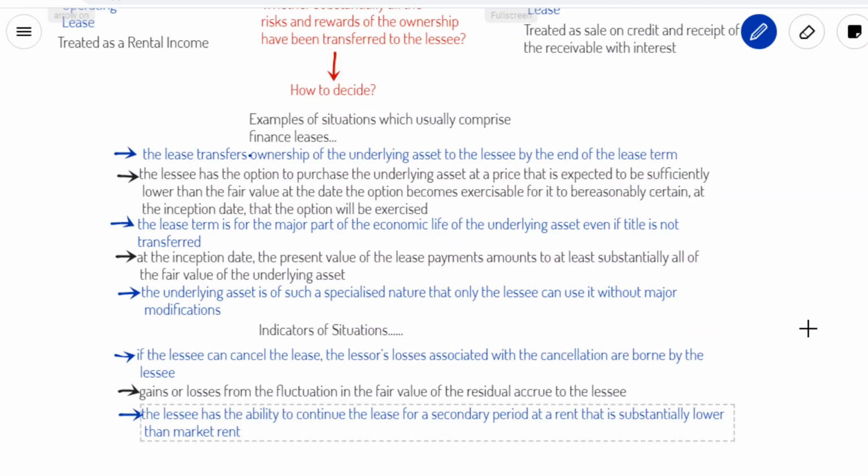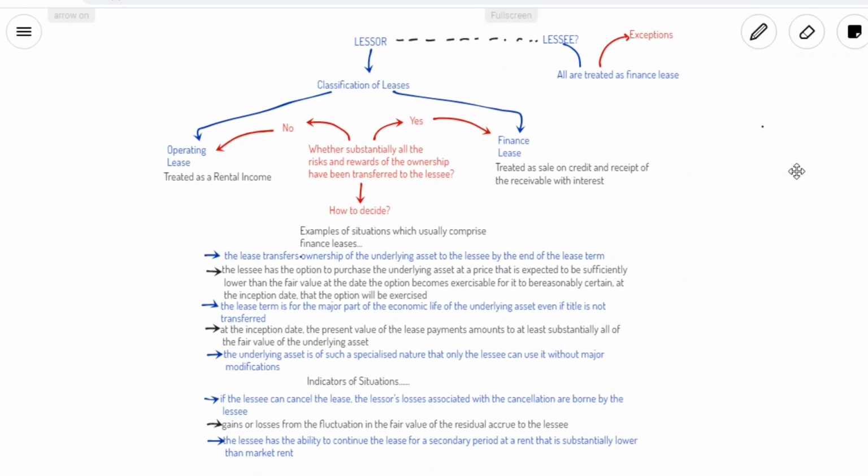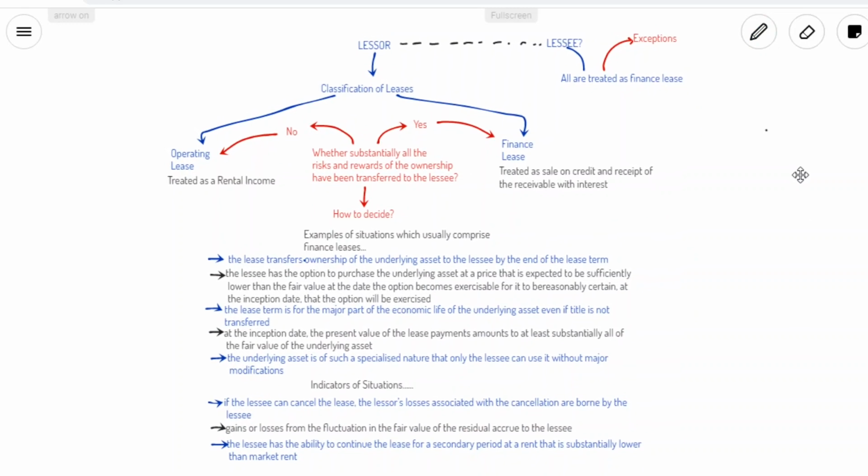So when the lease is a finance lease, as we said, the lessor will have to account for the lease transaction as a sale of the asset on credit and receipt of the payment as liability and interest expense. And if it is not a finance lease, then it would be an operating lease, and operating lease means it's a simple rental income on the part of the lessor.